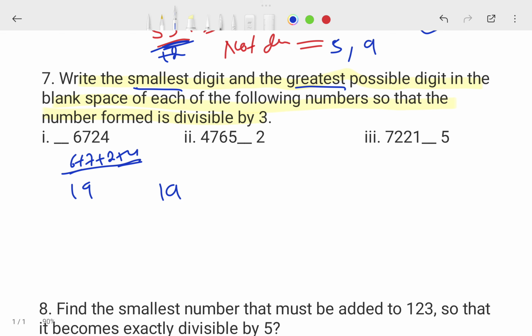So for the 19 here, we have to add two digits, one smallest and one greatest. If I take the smallest number 0 and the greatest number 9, now 19 plus 9 is going to be 28.